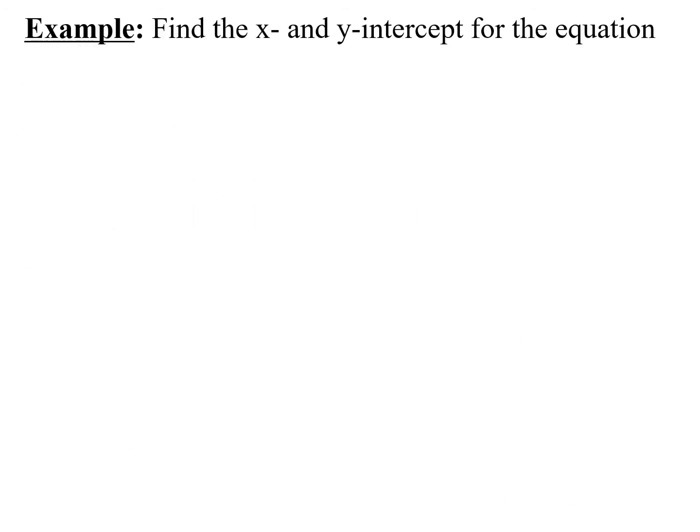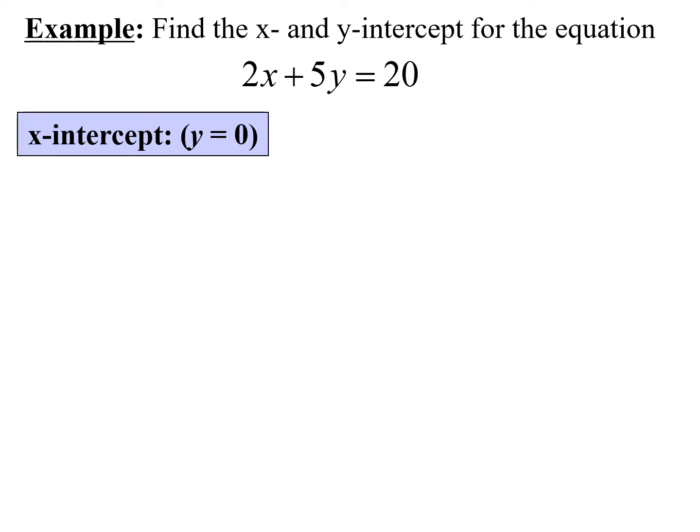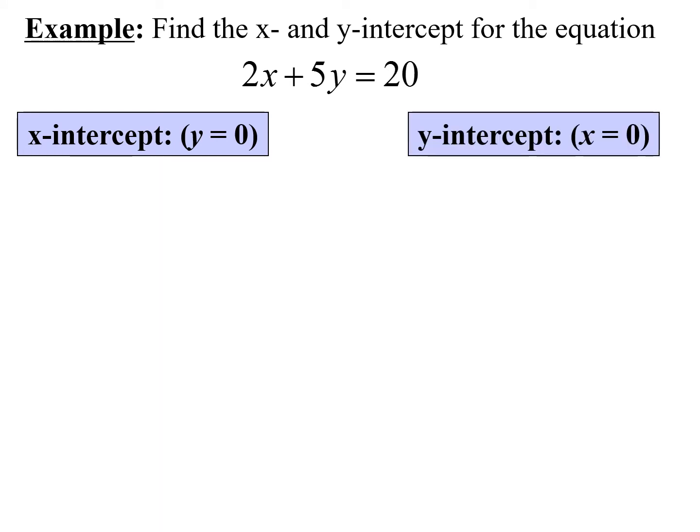So let's go ahead and find the x and y intercepts for the following equation: 2x plus 5y is equal to 20. First, I'm going to find my x-intercept. When I find my x-intercept, y has to equal 0. When I find my y-intercept, x has to equal 0.